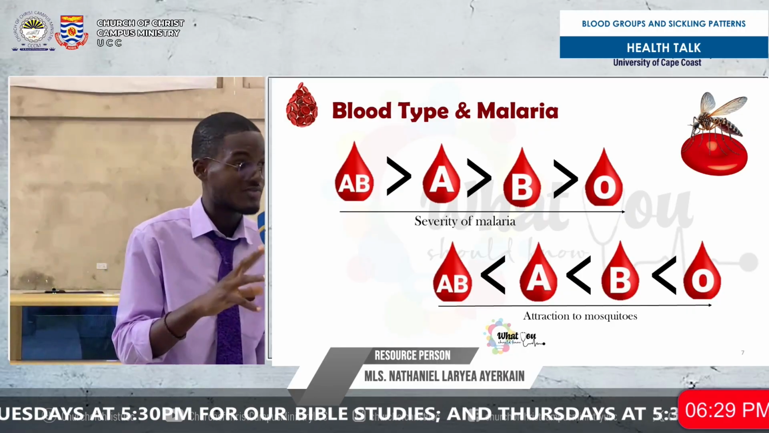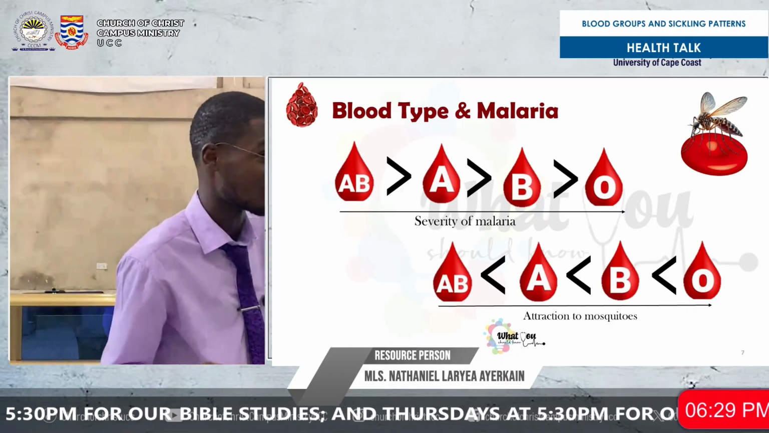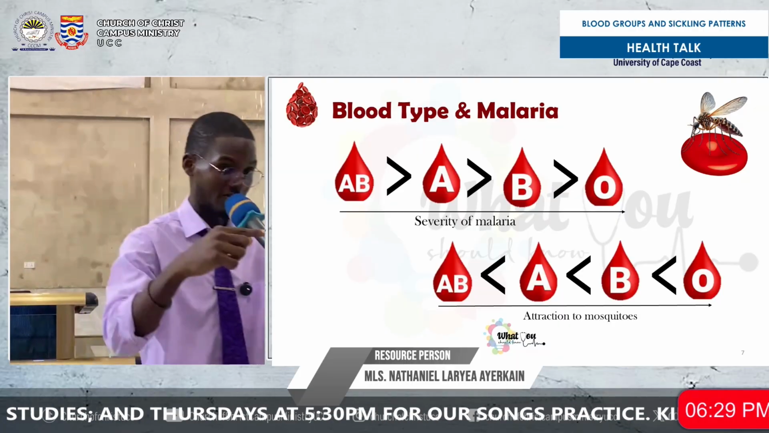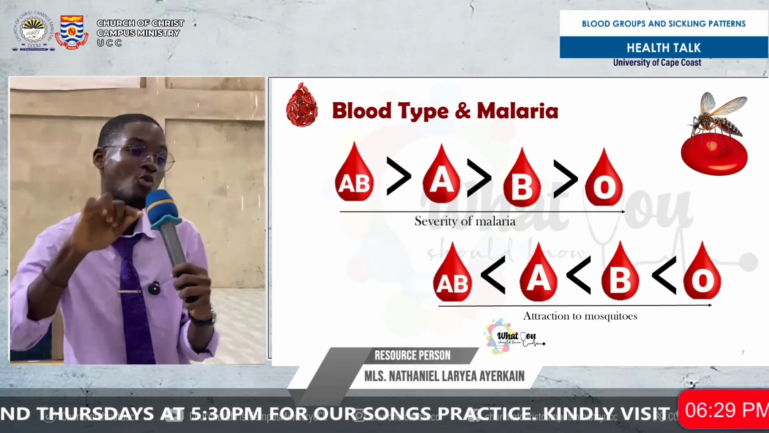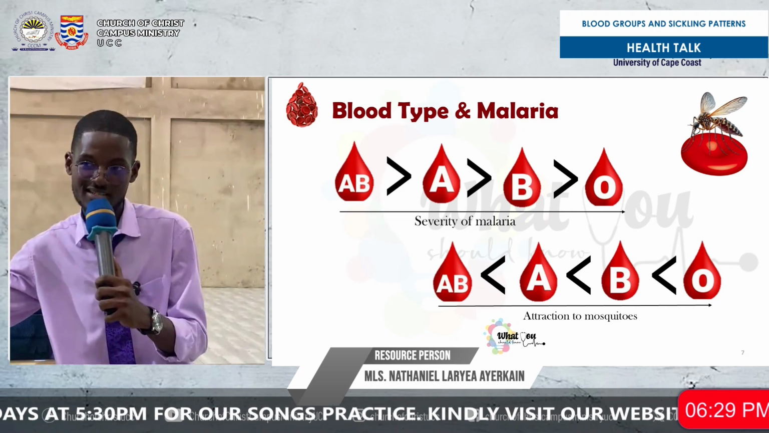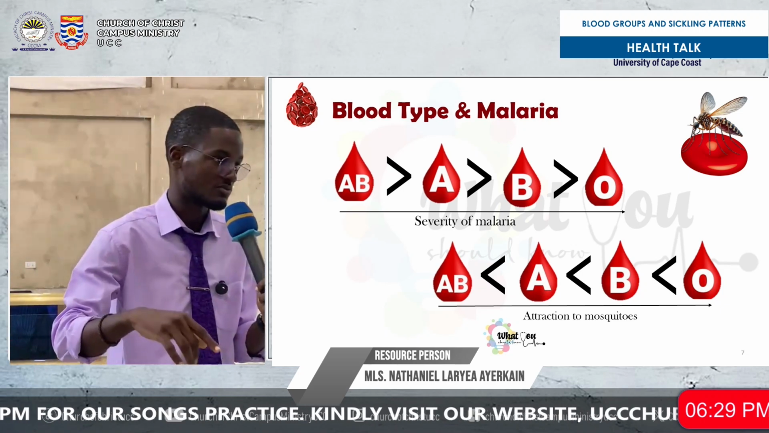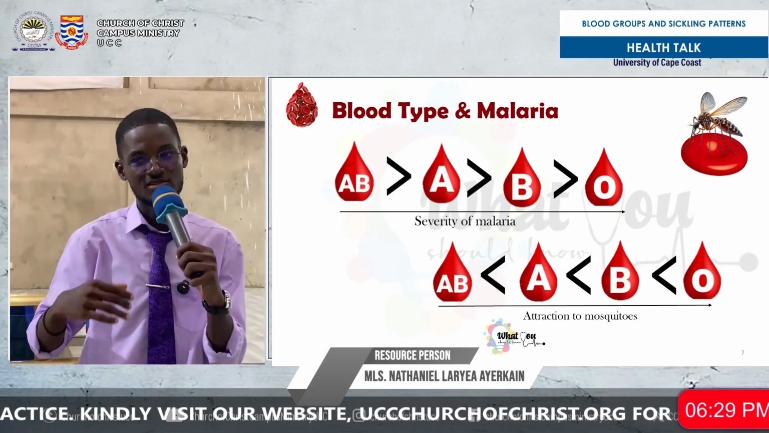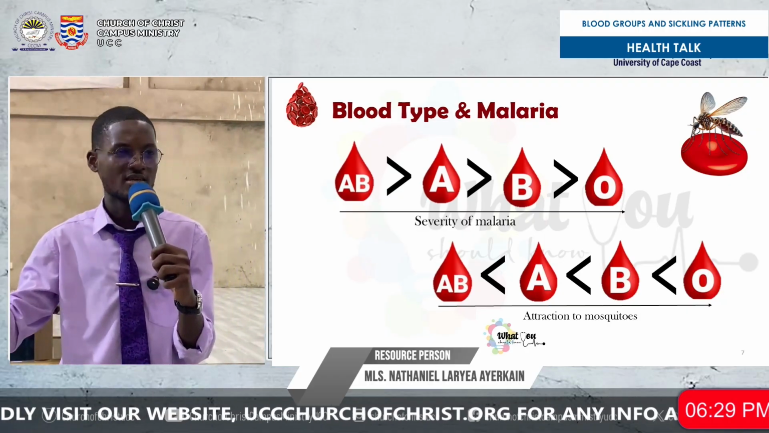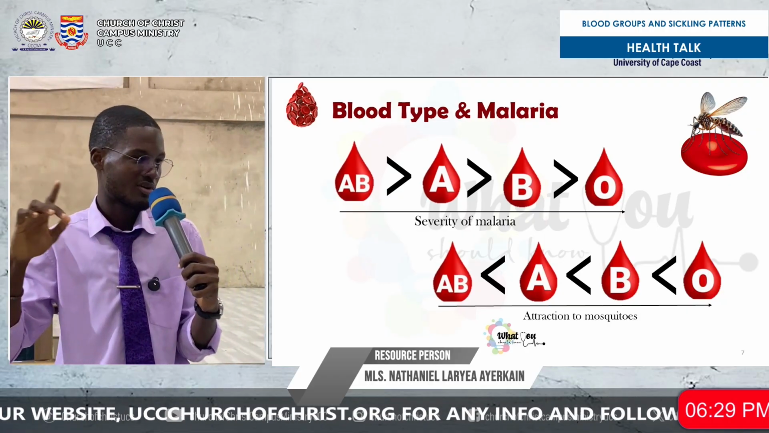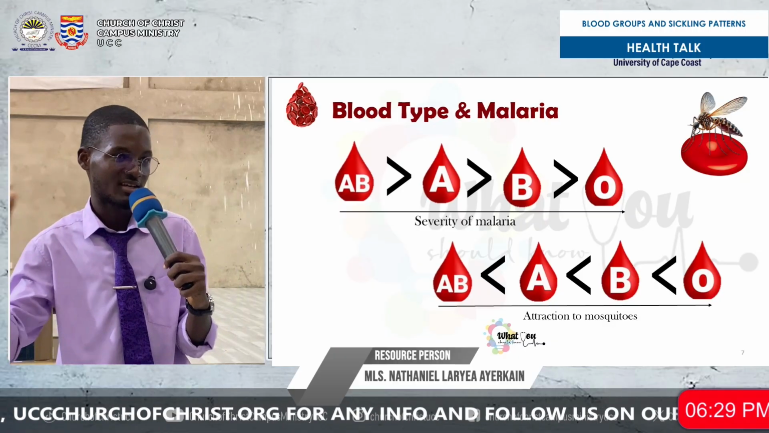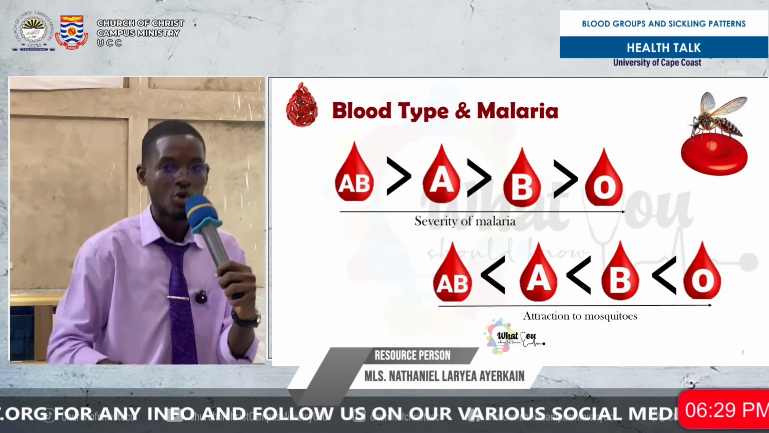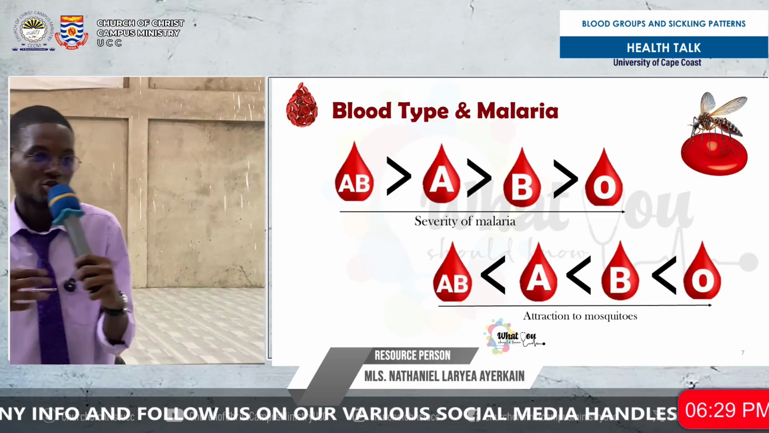Old people attract a lot of mosquitoes because of the... Sorry, let me rephrase. People who are secretors attract a lot of mosquitoes. In terms of attraction, AB will not attract more than A, then B, then O. But in terms of severity, it is the opposite. So, me, I am O, you are AB.